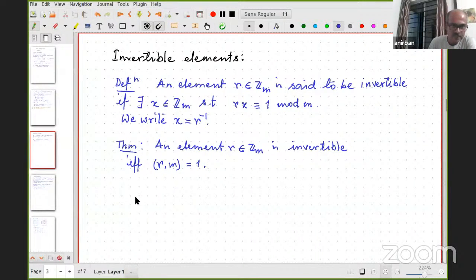So our first theorem is: an element r is invertible in Zm if and only if r and m are relatively coprime. So this is the notation for GCD. So GCD is 1. So let's prove that.